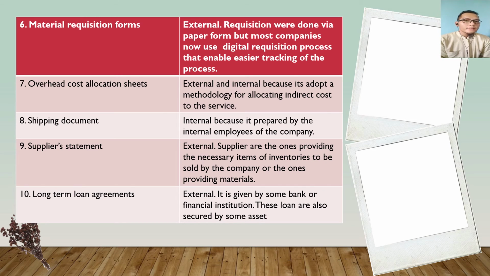The ninth one is supplier statement, which is external. Suppliers are the ones providing the necessary items of inventory to be sold by the company, or the ones providing materials. And the last one is long-term loan agreement, which is external. It is given by some bank or financial institution. These loans are also secured by some asset.